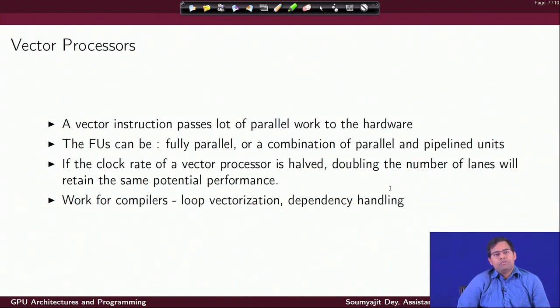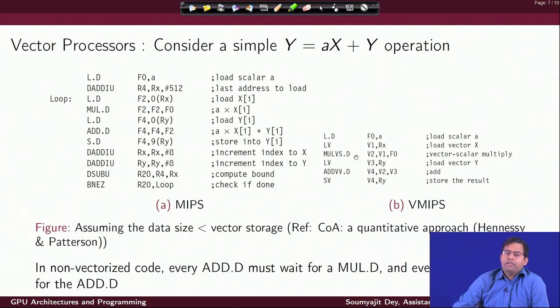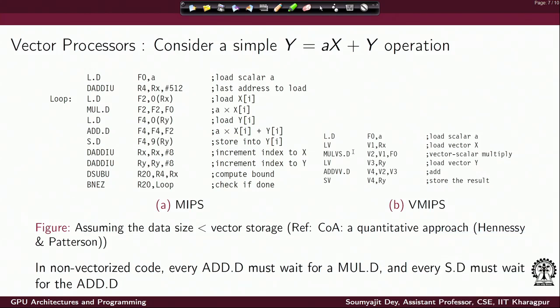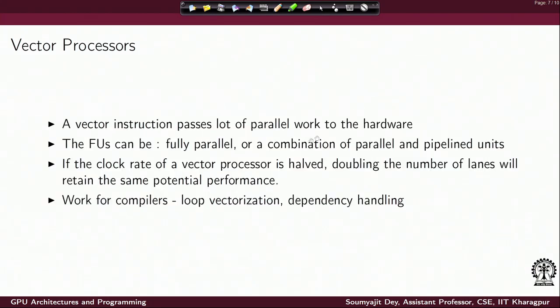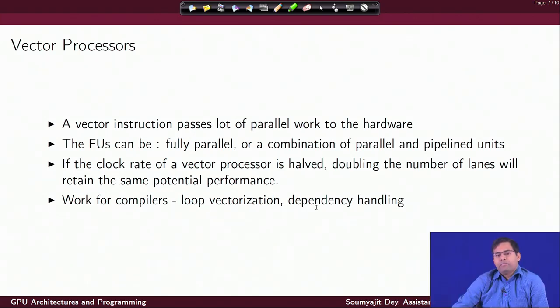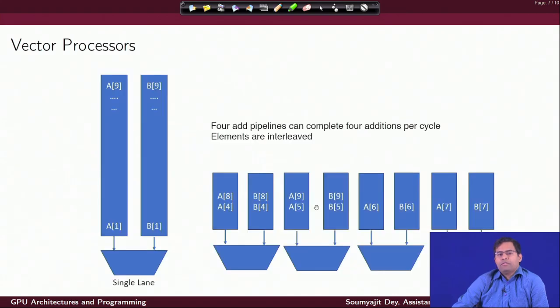Now the question is, if I have support in hardware for such vector instructions, is there some overhead for the compiler? Oh yes, there is, because your compiler has to identify which segments of code can be vectorized, where to emit a vectorized multiplication instruction and where it cannot emit a vectorized instruction. So this loop vectorization and handling of dependencies is something that has to be done by compilers working towards vector processors. Coming to vectorized hardware, how can you really implement vector processors?